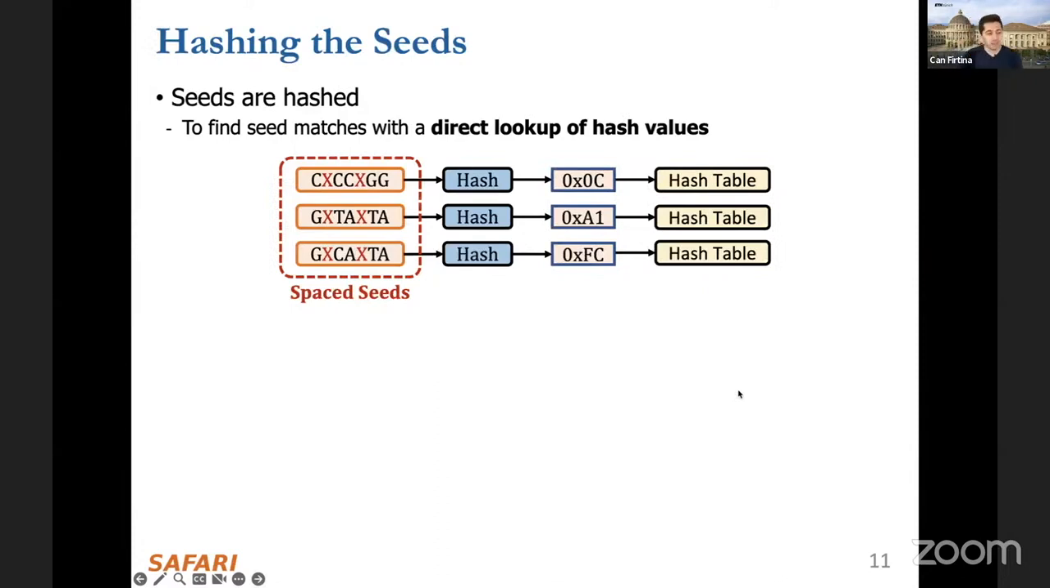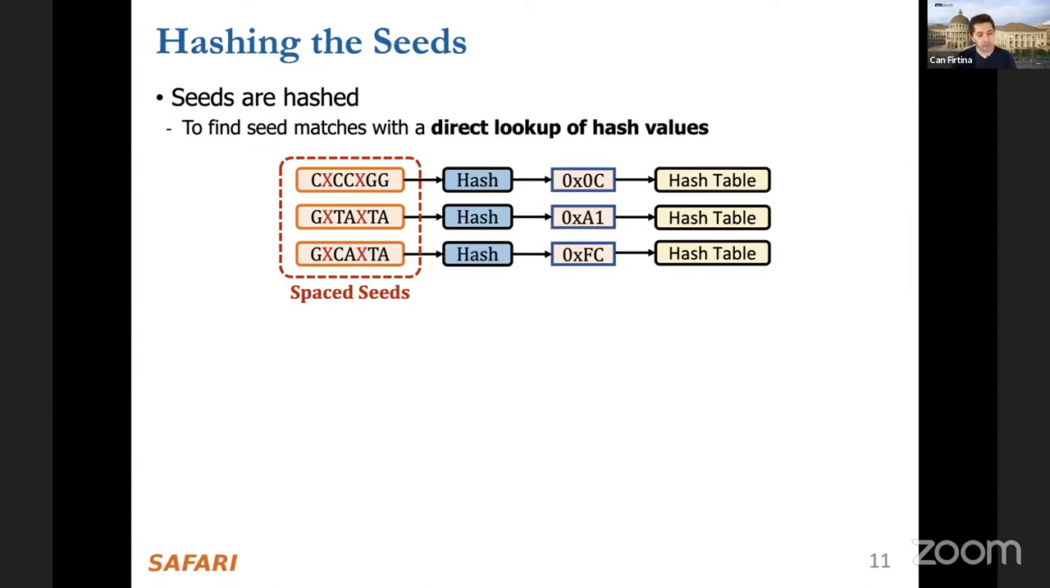So by now, you might have noticed that whatever seeding technique we use, at the end, we hash these seeds. This enables us to find seed matches with a direct lookup of the hash values, right? Rather than storing these sequences, which could be costly to store in a hash table, we essentially shrink them into hash values using a certain number of bits, let's say 32 bits. And this ensures that we're always within a particular space budget when we're storing these strings in the hash table.